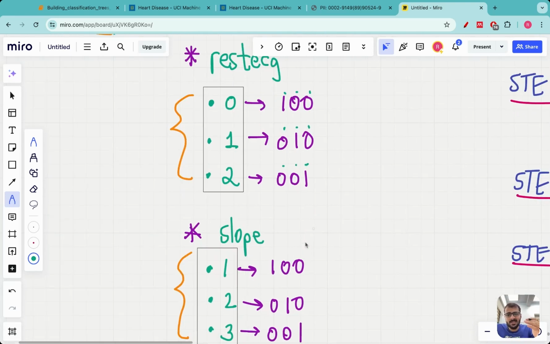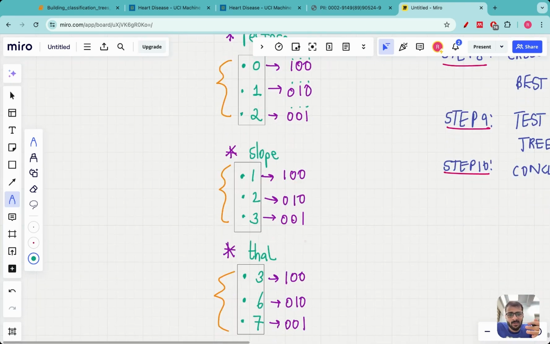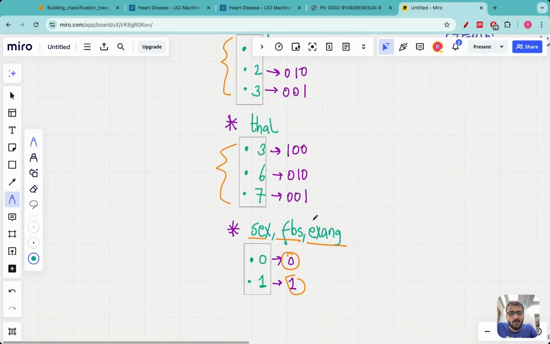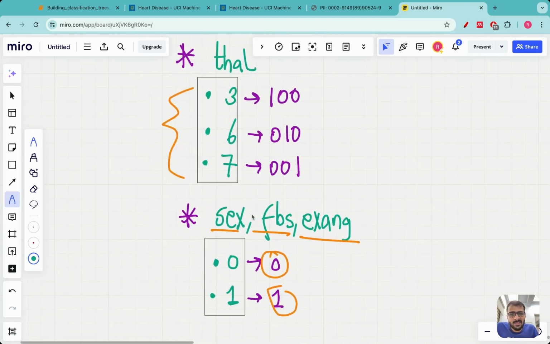And we will proceed like that for the slope as well. It takes 3 values. For thal, it takes 3 values. So one hot encoding is similar. For these variables, sex, FBS, and exang, they anyway take either 0 or 1. So we don't need to separately one hot encode them.